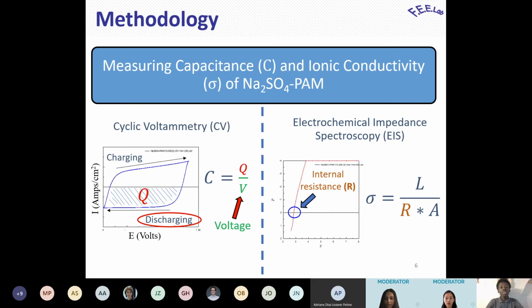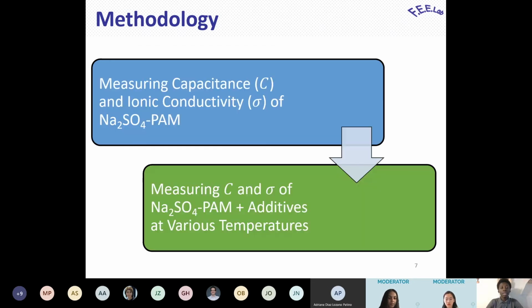I also used electrochemical impedance spectroscopy, which measures the electrical impedance of the cell. The intercept of this plot provides the internal resistance, and with that, I calculated the ionic conductivity with this equation, where L is the electrolyte thickness and A is the electrode surface area. So after measuring the capacitance and ionic conductivity, the next step was to do the same thing, but this time having the additives in the electrolyte.